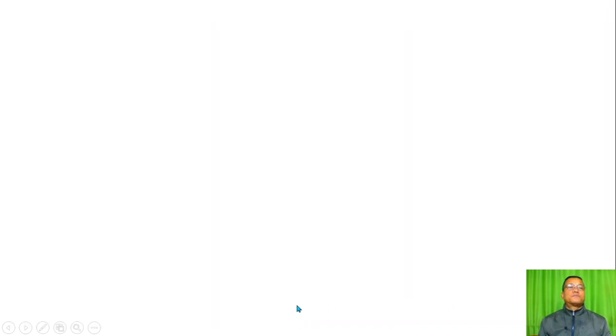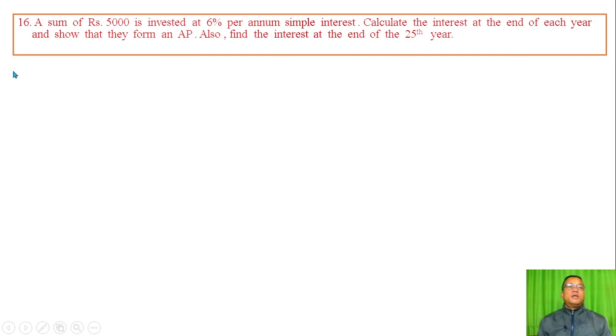Hence proved. Question number 16. A sum of rupees 5,000 is invested at 6% per annum simple interest. Calculate the interest at the end of each year. Show that these interest amounts form an AP. Also find the interest at the end of 25th year.